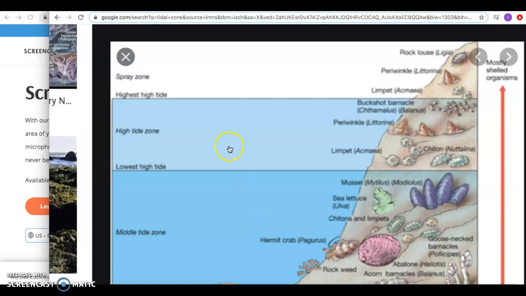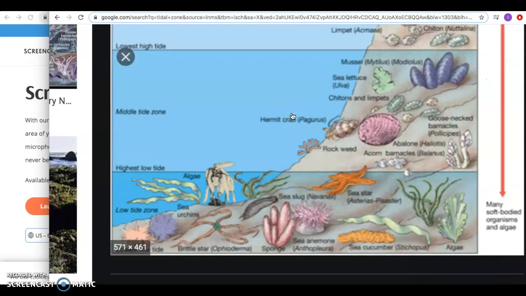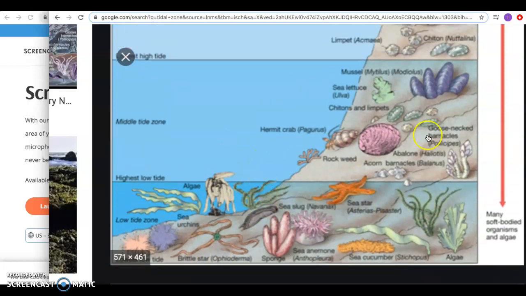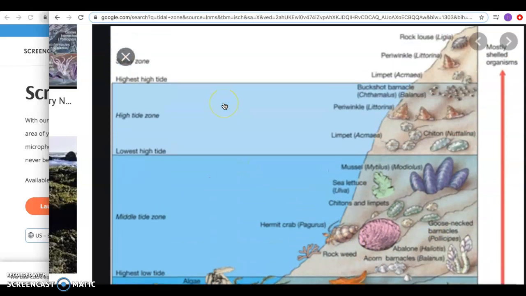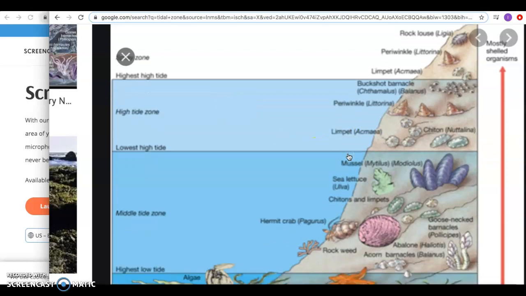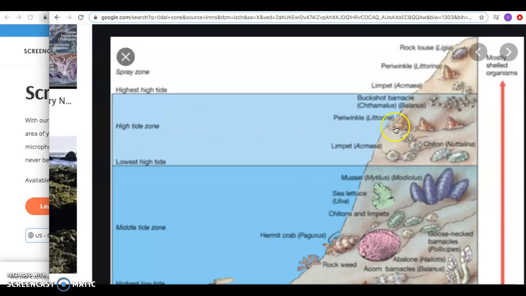So when we're talking about these different zones, generally we have different organisms that usually only live in those kinds of zones. And there's a lot of things about an intertidal zone that are very harsh living quarters for certain animals. So here up in the highest high tide zone, we have limpets, periwinkles, barnacles, all these kinds of guys, these snails.